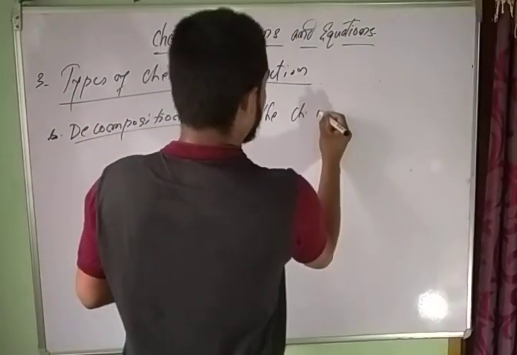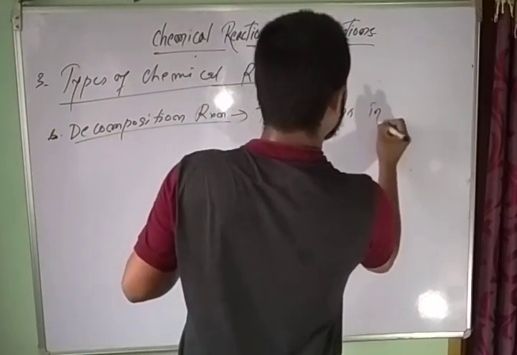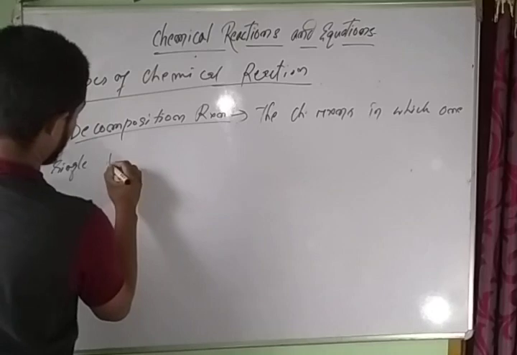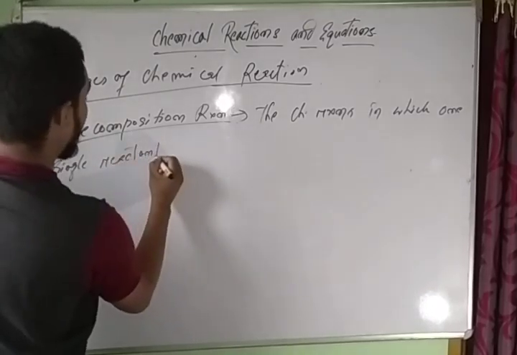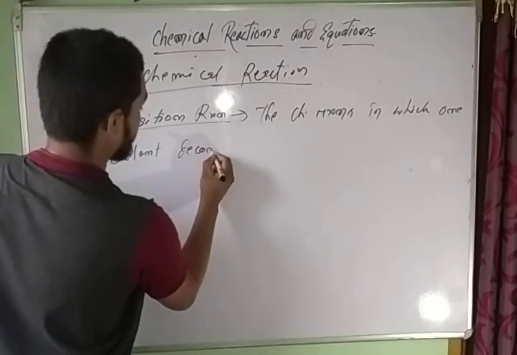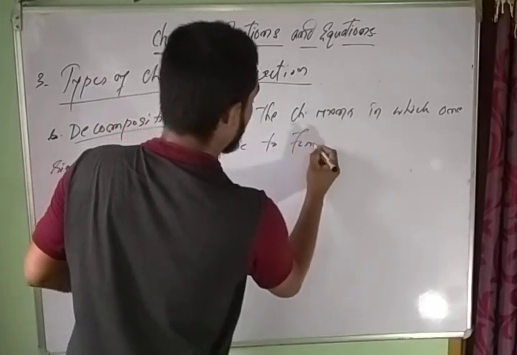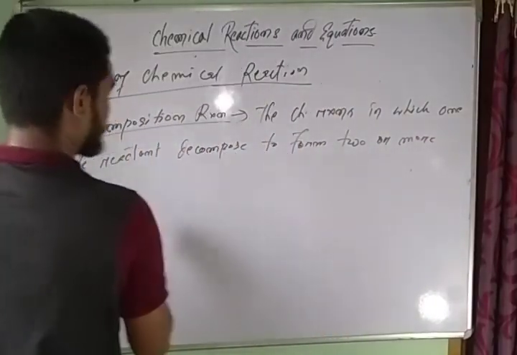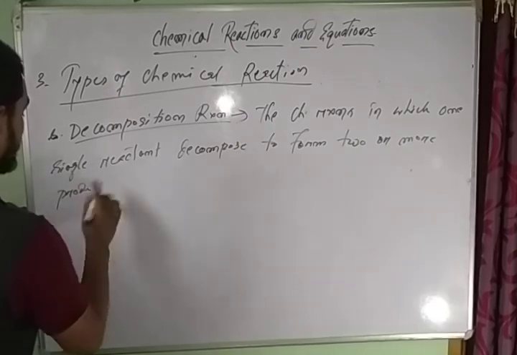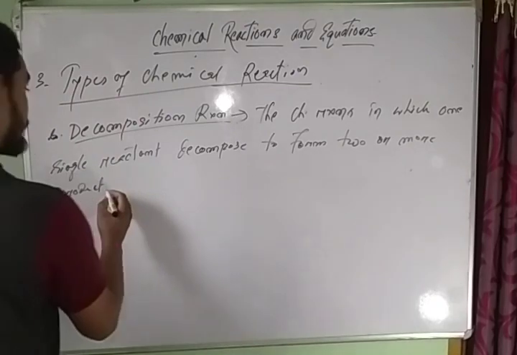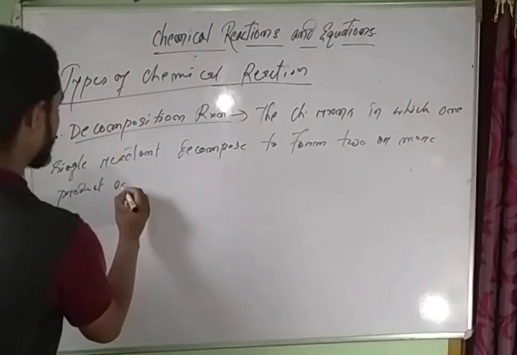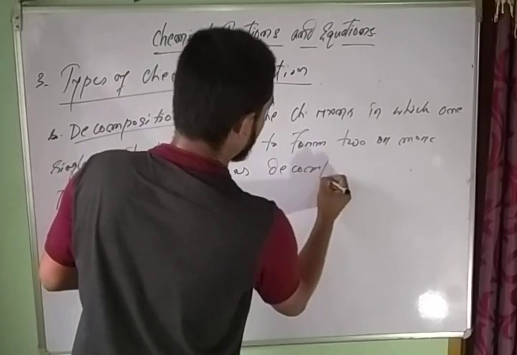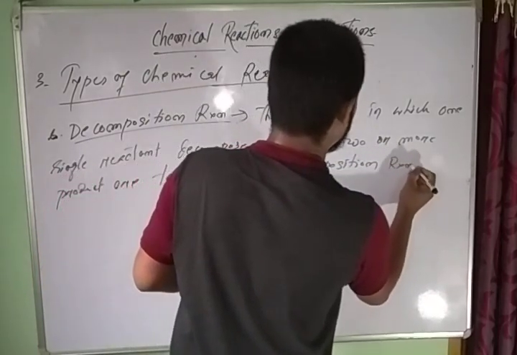The chemical reactions in which one single reactant decomposes to form two or more products, two or more products, are termed as decomposition reaction.